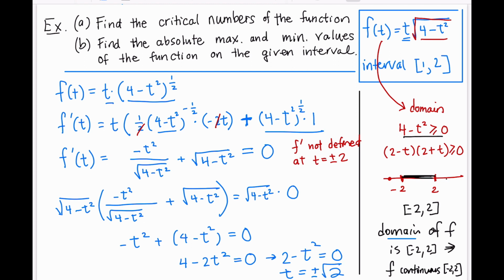So those are the values, and I check that those values are in the domain of the function. Root 2 is approximately 1.4, so those are in the domain of my function. So the critical numbers that I have so far, let's just write them down. The critical numbers are t equal positive or negative 2 and positive or negative square root of 2.